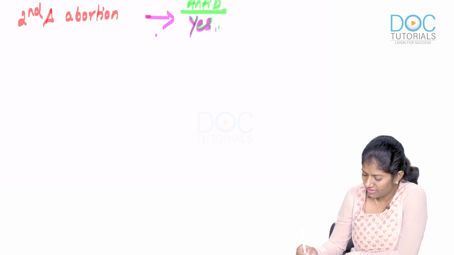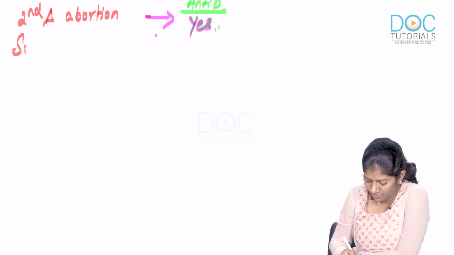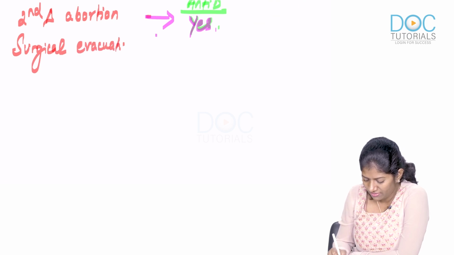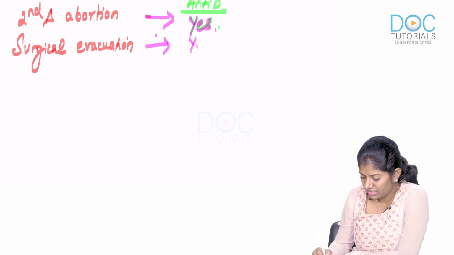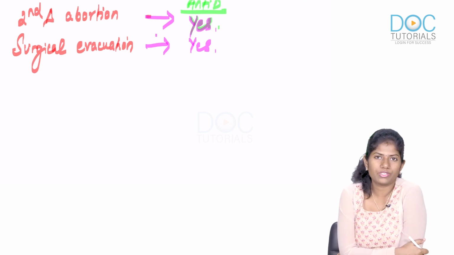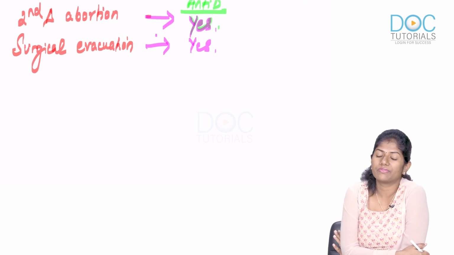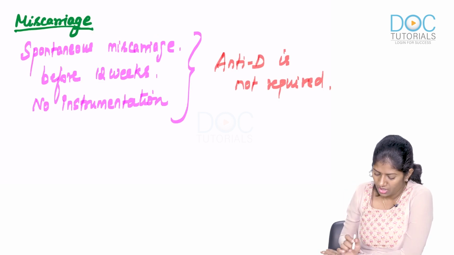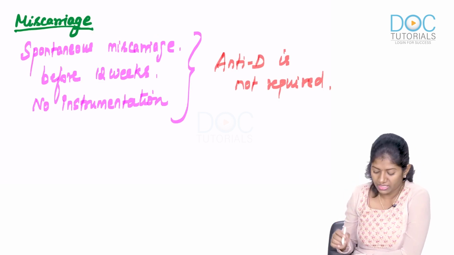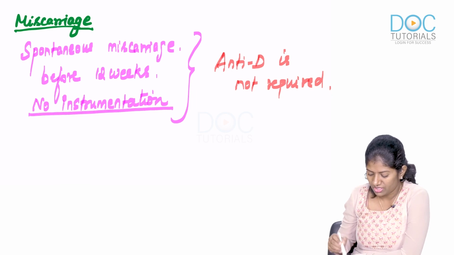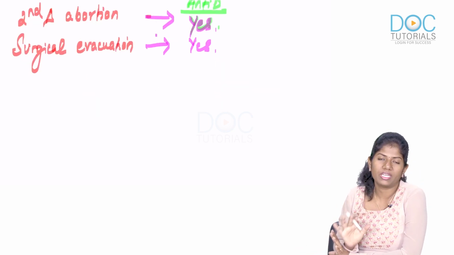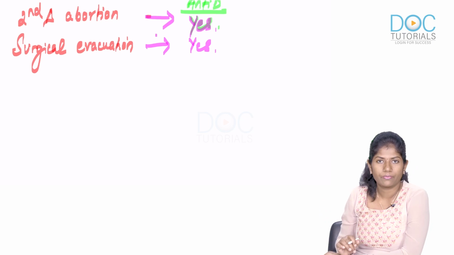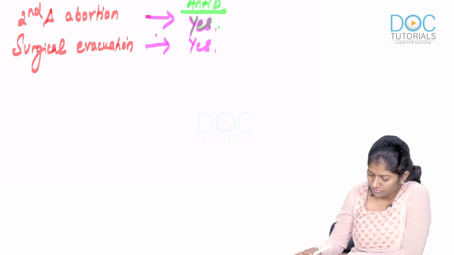Next is surgical evacuation. If surgical evacuation has been performed regardless of the gestational age, then yes, anti-D has to be given again, okay. So surgical evacuation means suction evacuation or dilatation and curettage. In the first point on miscarriage, I told you, you can avoid giving anti-D only if there was no instrumentation. Instrumentation means surgical technique, okay. So yes, if a surgical technique has been used, then it is an indication for anti-D, okay.